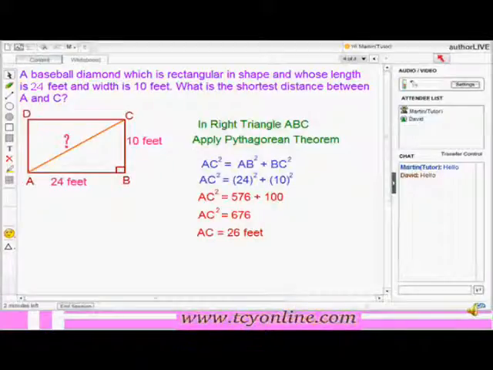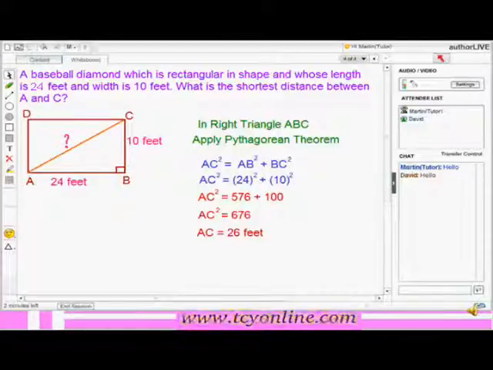One more example would make the concept very clear. ABCD is a baseball diamond which is rectangular in shape. Its length is equal to 25 feet and width is given to be 10 feet. We need to find the shortest distance between A and C. Now, we know that in a rectangle, all angles are equal to 90 degrees. And on drawing the shortest distance from A to C, the rectangular diamond is divided into two right triangles.